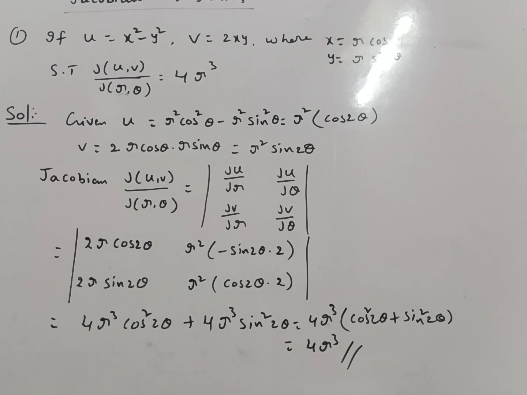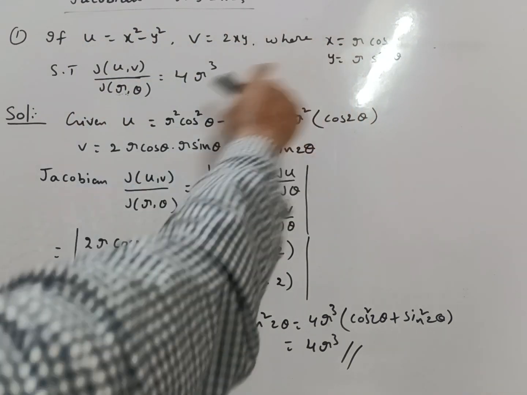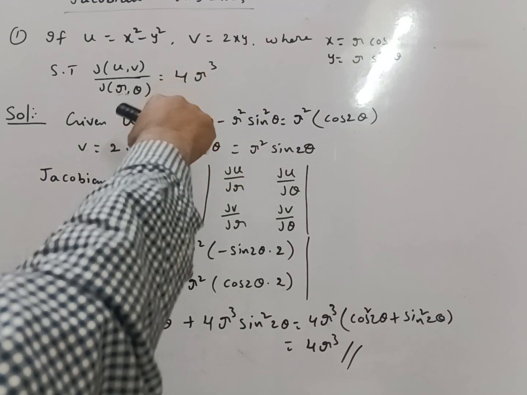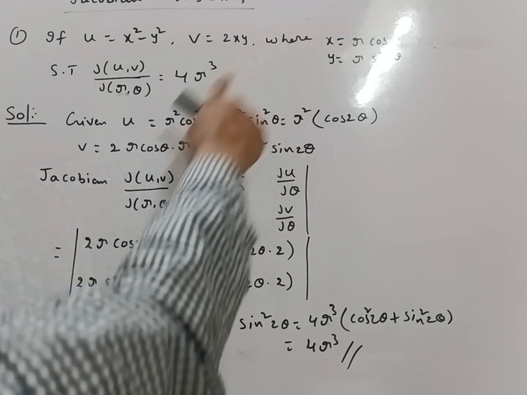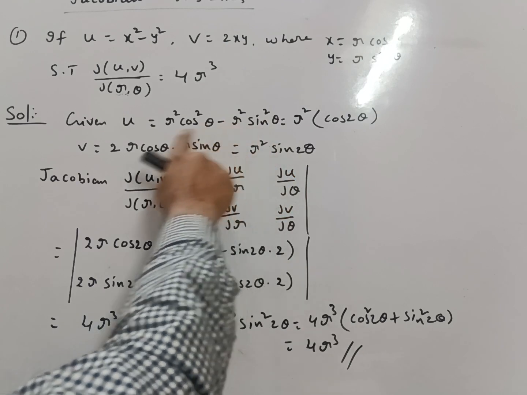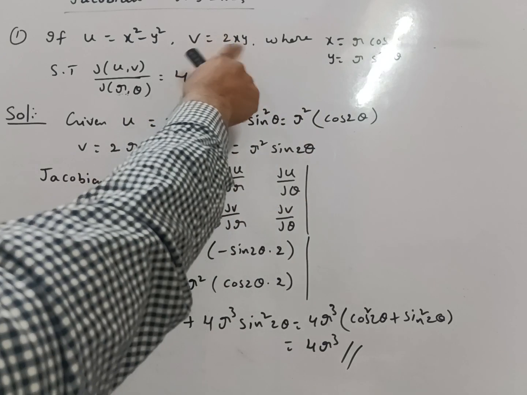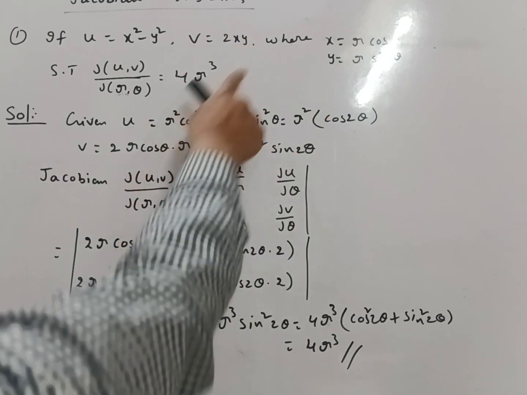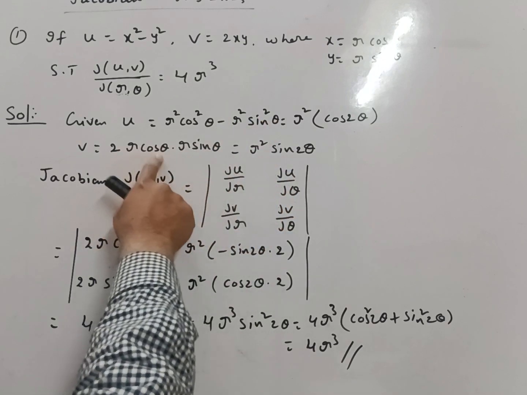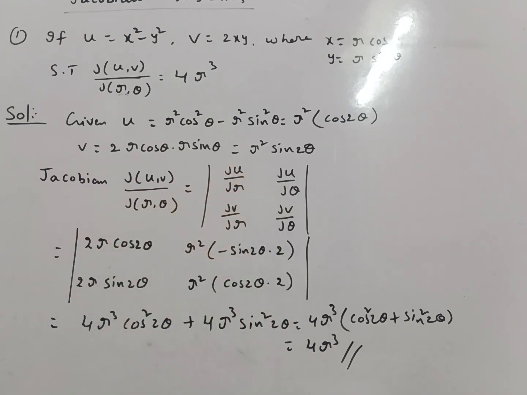So this is a very important problem. Sometimes it will come for 2 marks and sometimes for a long answer also. Understand what we have to do: we have to change u comma v in terms of r and theta. So u is x square minus y square, substitute r cos theta, r square cos square theta minus r square sin square theta. R square is common. Cos square theta minus sin square theta is cos 2 theta. Then v is 2xy, 2x is r cos theta, y is r sin theta. So r into r square, 2 cos theta sin theta is sin 2 theta. Then substitute in the Jacobian formula, simplify, and you'll get the answer.